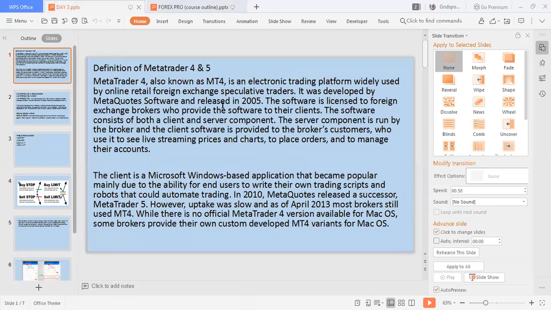What exactly is MetaTrader 4? MetaTrader 4 is an electronic trading platform widely used by online retail foreign exchange speculative traders. It was actually developed by MetaQuotes Software and released in 2005. The software is licensed to foreign exchange brokers who provide the software to their clients. The software consists of both a client and server component. The server component is run by the broker and the client's software is run by the broker's customers, who use it to see live streaming prices and charts, to place orders and to manage their account.